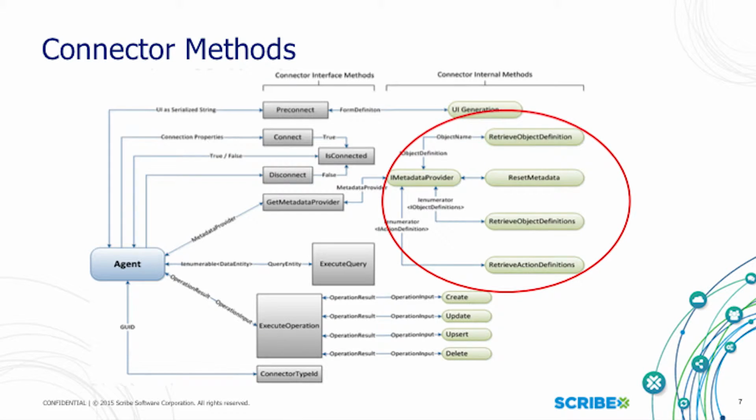The next item that we're going to talk about is metadata. The next thing that a Scribe Online agent asks for after the connection information is metadata. And the Scribe Online agent will call the get metadata provider method in your C# code. Again, we've got bare bones samples that will have all of this laid out, so all you really have to do is fill in the blanks.